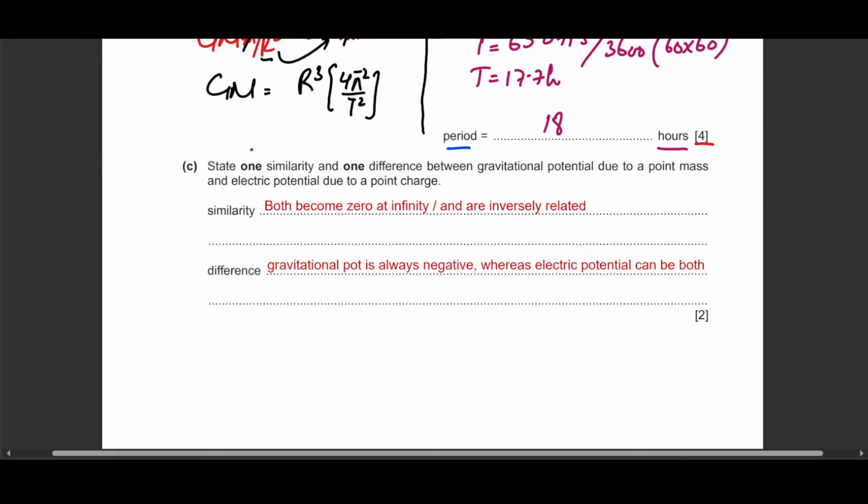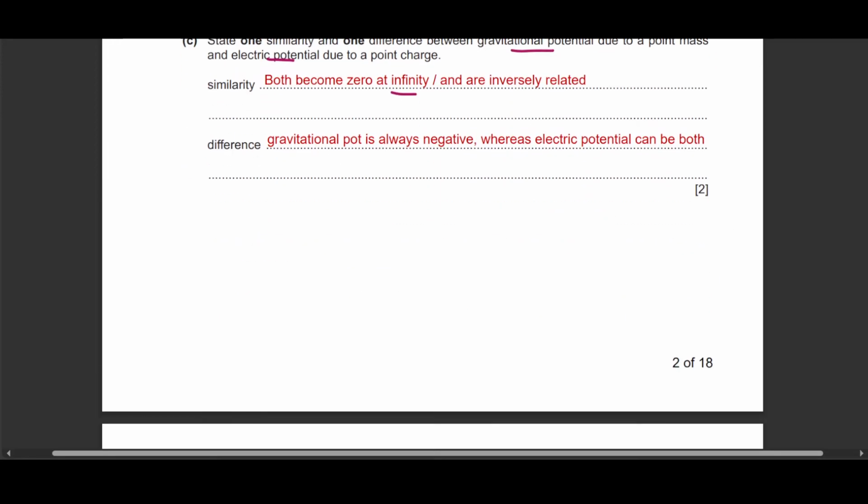The next part, he says, state one similarity, one difference. So one of the similarities will be that both of them are 0 at infinity and are inversely related. You can choose either of them. How do you see that? Because it's about gravitational potential and electric potential, so write down their formulas. Gravitational potential phi is equal to negative GM over r. We can clearly see that if you increase r up to an infinite value, the value of phi becomes 0. So phi at r equals infinity becomes 0.